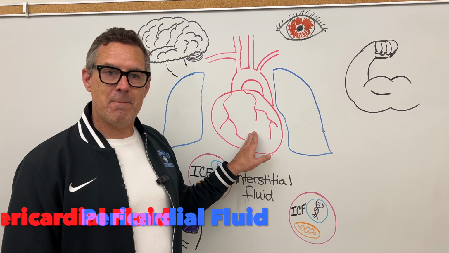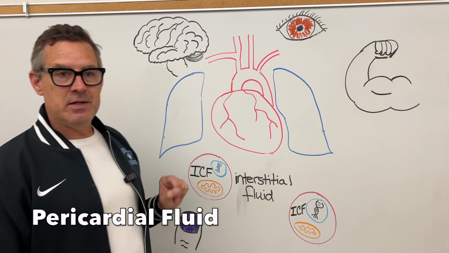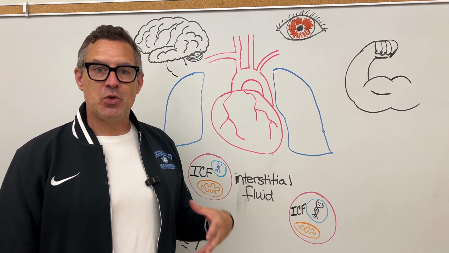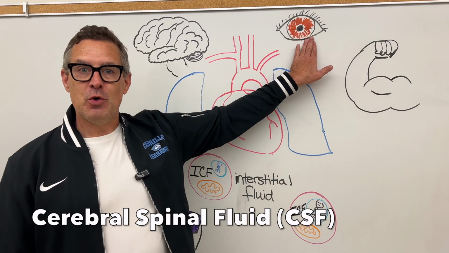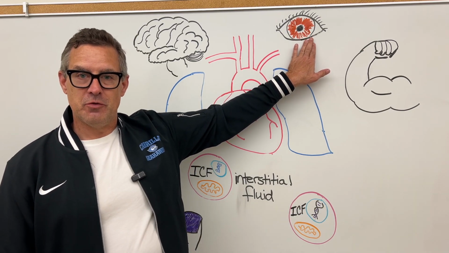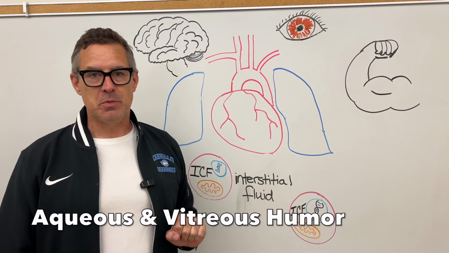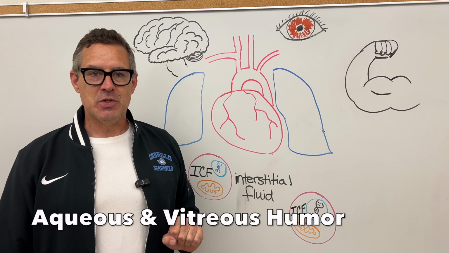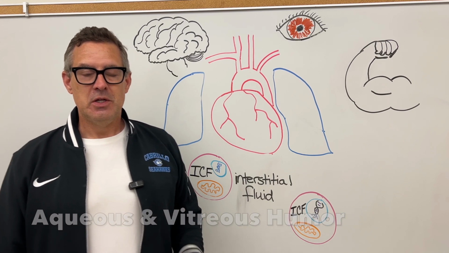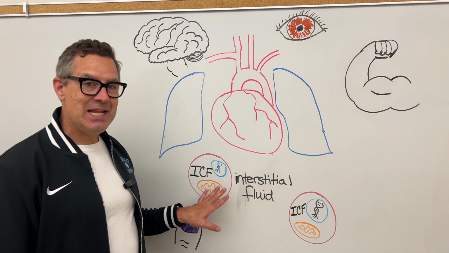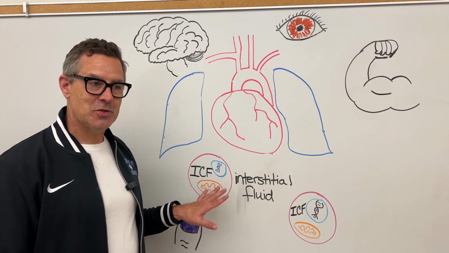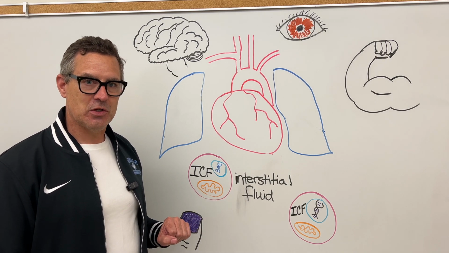Around our heart, we have pericardial fluid. The brain is surrounded by cerebrospinal fluid. There's fluid in the eyes that are part of the extracellular fluid, or the ECF. Aqueous humor and vitreous humor of the eye are components of the extracellular fluid. So in short, any fluid that is not within body cells makes up the extracellular fluid.